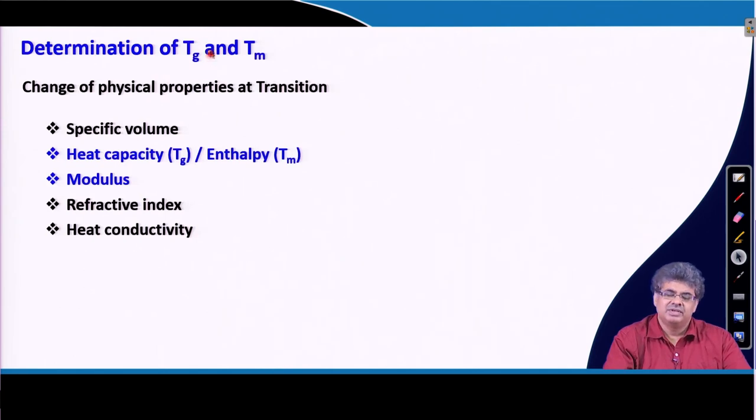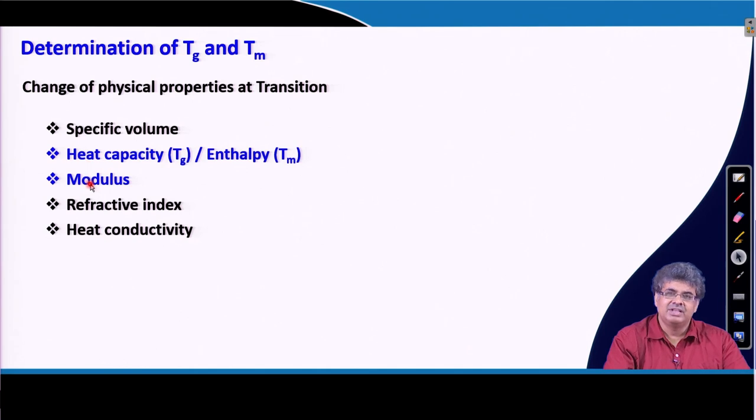We now discuss determination of the glass transition and the polymer melting point, and for that we need to probe the physical properties at transition. Several physical properties undergo drastic or discontinuous change at these transitions. For example, heat capacity changes in the case of Tg, and enthalpy changes in the case of Tm. Specific volume or density, modulus or mechanical properties, refractive index, and heat conductivity also change discontinuously. So we can follow any of these properties as a function of temperature to determine the glass transition temperature and melting point.